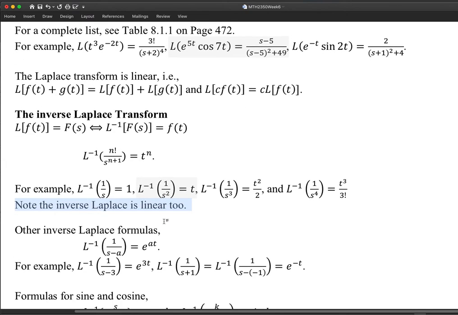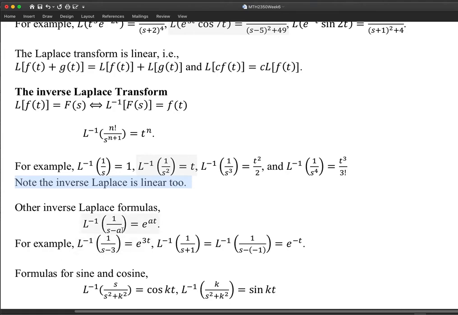And certainly we have more formulas about inverse transforms, right? We have more formulas about the Laplace transform, so we are having more formulas for the inverse Laplace transform too. So this is the inverse transform of 1 over s minus a. It tends to be e to the at. The inverse transform of 1 over s minus 3, it's the case a equals 3, e to the 3t.